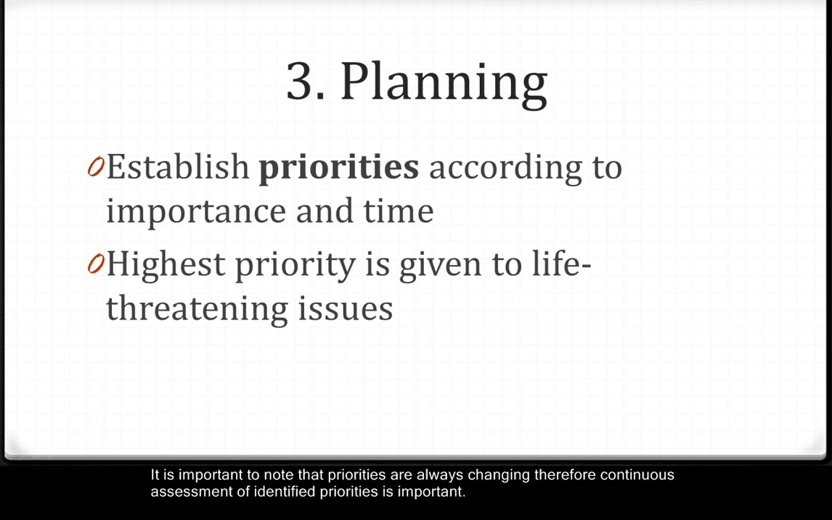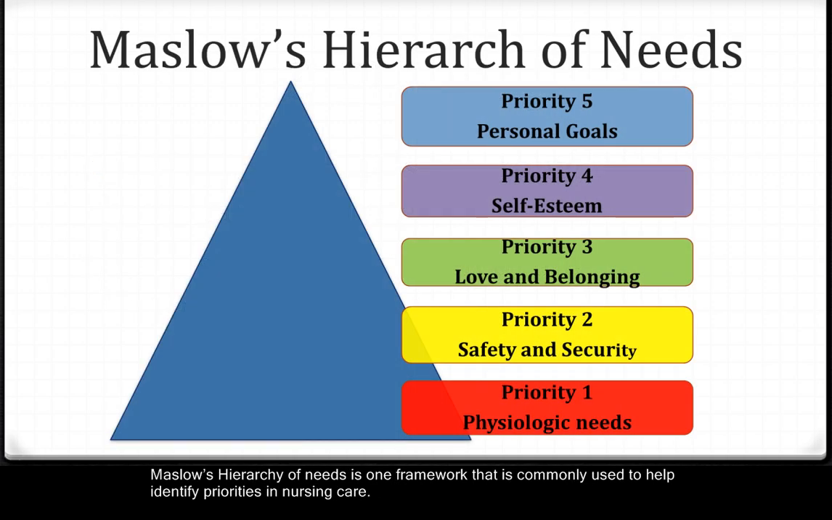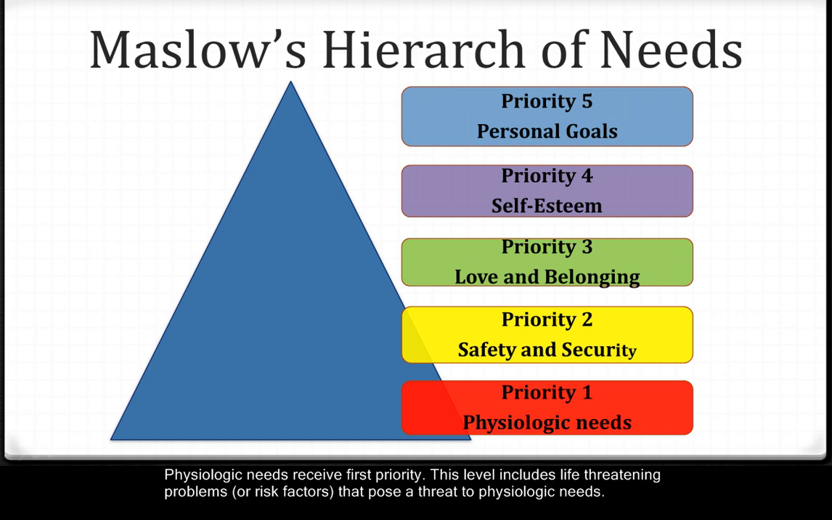It is important to note that priorities are always changing, therefore continuous assessment of identified priorities is important. Maslow's hierarchy of needs is one framework that is commonly used to help identify priorities in nursing care. Physiologic needs receive first priority. This level includes life-threatening problems or risk factors that pose a threat to physiologic needs. For example, problems with breathing, circulation, nutrition, hydration, elimination, temperature regulation, and physical comfort.